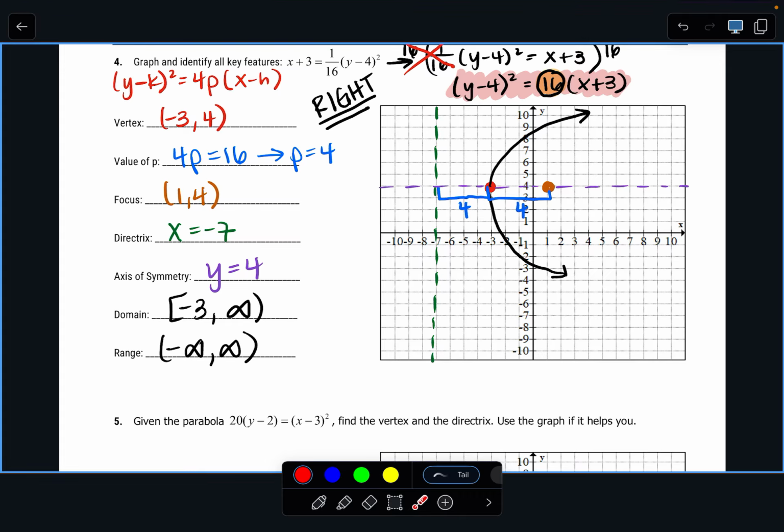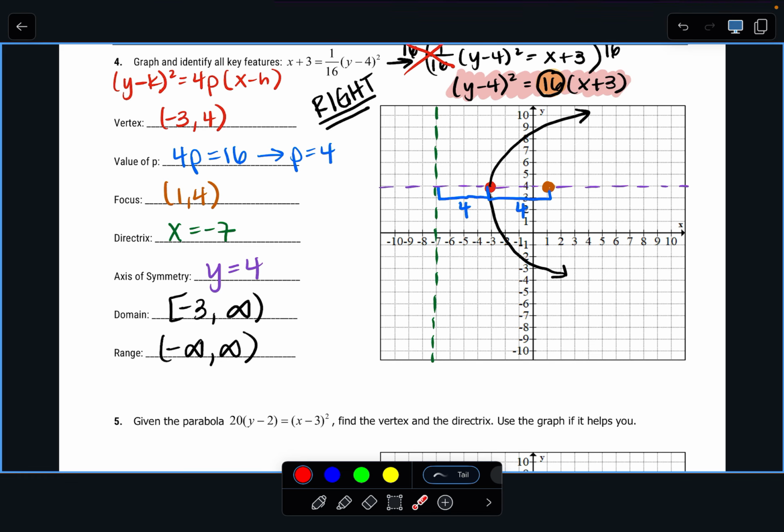So 4 inside. The focus is always inside the parabola every single time. Always inside, always. If I divide both sides by 4, what's 16 divided by 4? Yeah, you're welcome. Okay, last one.